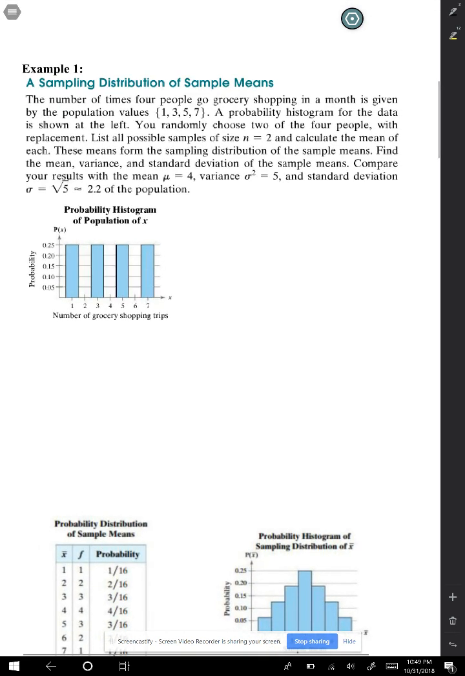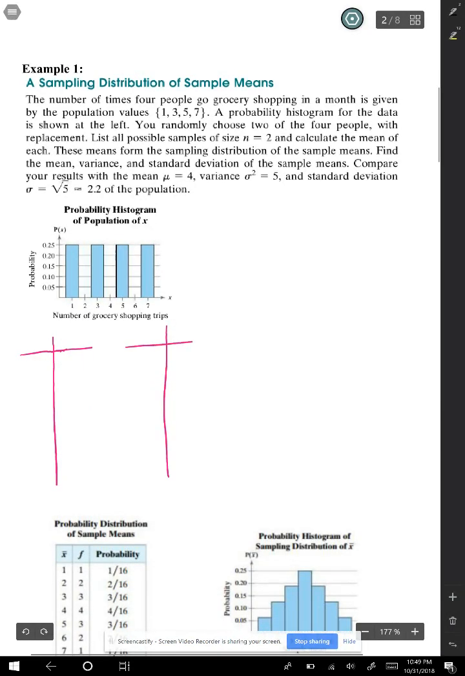So the first thing we're going to do is create a table. There are 16 entries in our table, so I'm going to do 2 side by side to have room to put them all in. Okay, and what they tell us is that the number of times 4 people go grocery shopping in a month is given by the population values 1, 3, 5, and 7. So one of the people in our population goes once a month, one goes 3 times a month, one 5 times a month, and one 7 times a month. And that's what they're showing you here, that 1 out of 4 people goes to the grocery store once a month. And that's 1 out of 4, which would be 0.25. 1 out of 4 people goes to the grocery store 3 times a month, which would also be 0.25. And that's what the histogram is showing you.